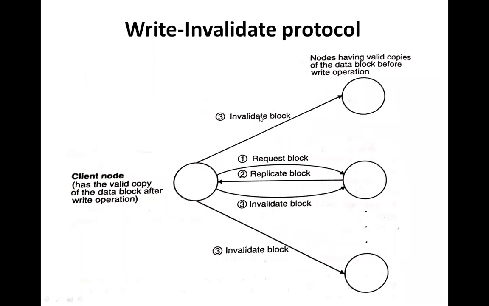The illustration of this Write-Invalidate protocol can be seen here. Suppose this is a client node and these three nodes are already having data blocks. This client node gives a request for the block, and this block is replicated to the client node, and then it sends a third message which invalidates the same block at these other nodes. So by this it is invalidating, and after the block is available, it will do its write operation, and through this invalidate block message, it will also give the message that the current location of the data block is with this particular node.